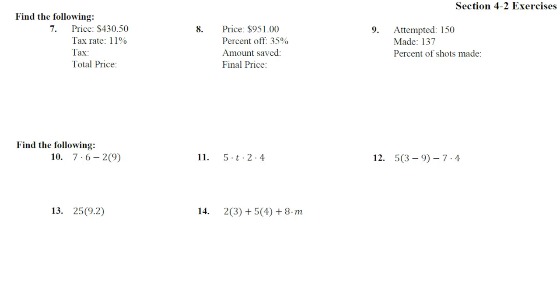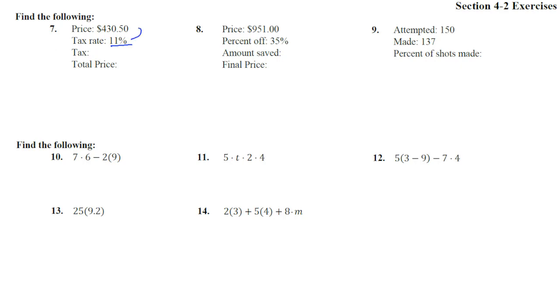Here we are in section 4-2, exercises numbers 7 through 14. Number 7, we have to find the following. The price is $430.50 and the tax rate, ooh, that is some luxury tax right there, 11%. Oh my word. Okay, so let's do it.